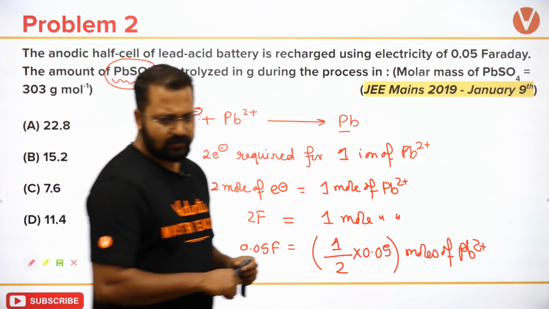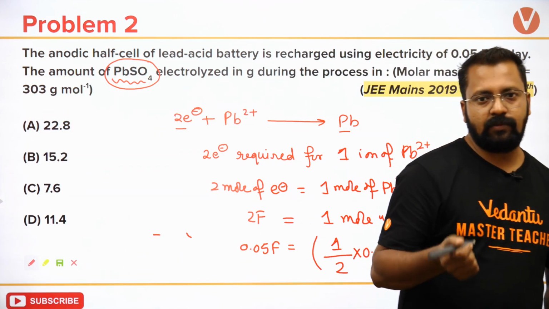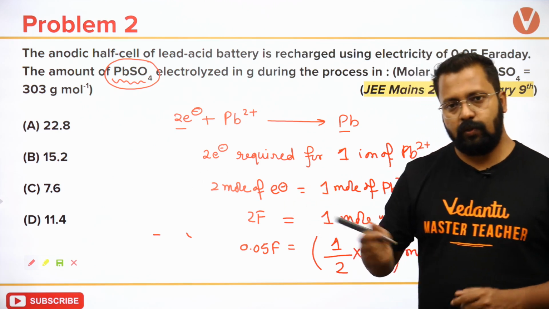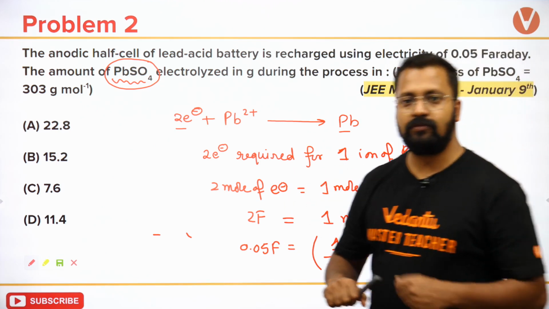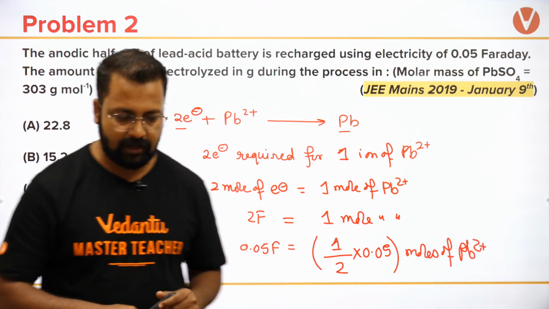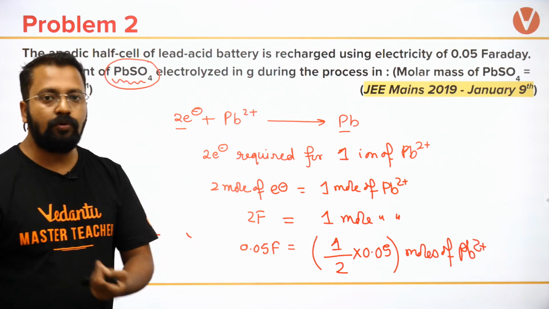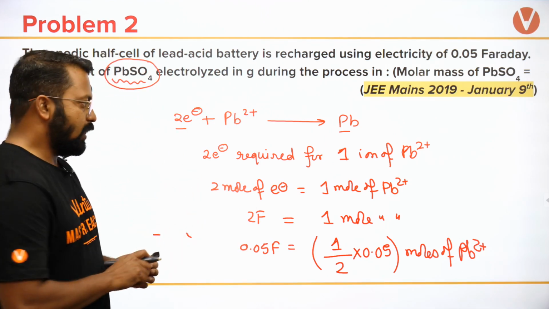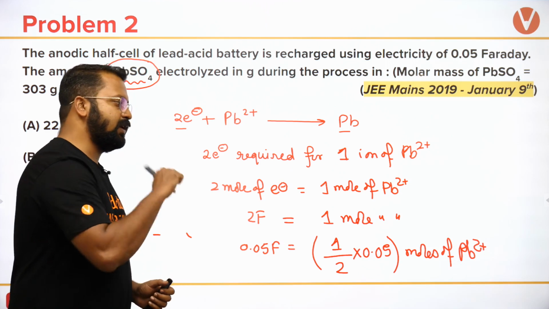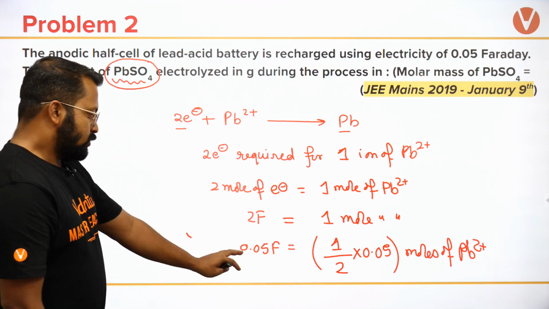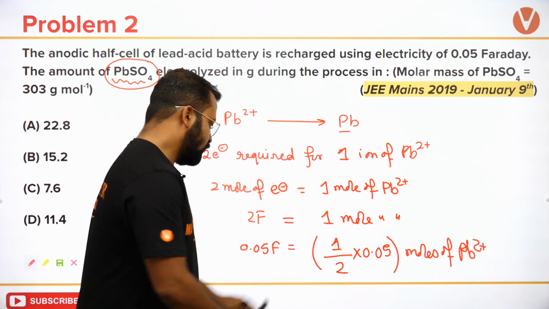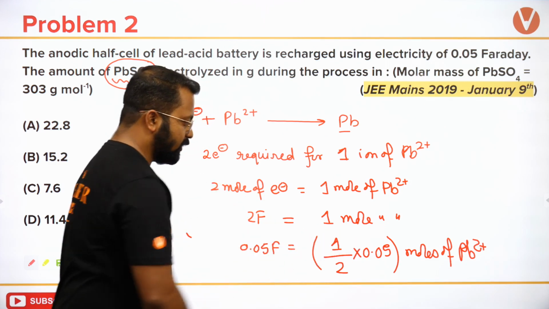Okay, Suraj, Latimer diagram comes under Nernst equation. We are doing Faraday's law, so we would not be using Latimer diagram. However, if you want to know about Latimer diagram, you can watch the previous videos where we have discussed it. So 0.05 Faraday will be giving these many moles.